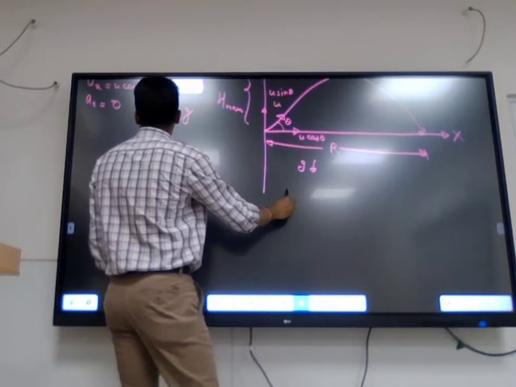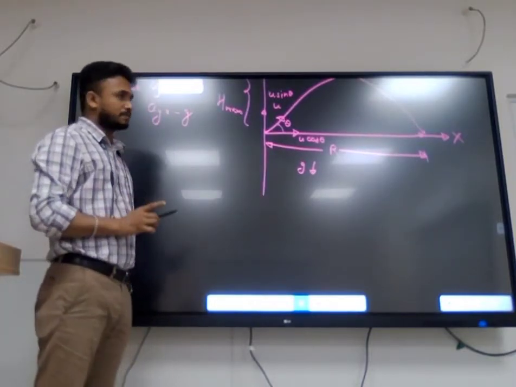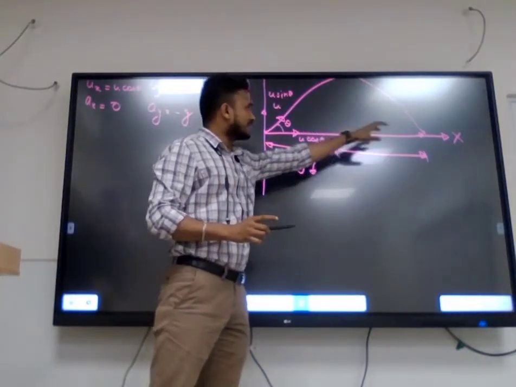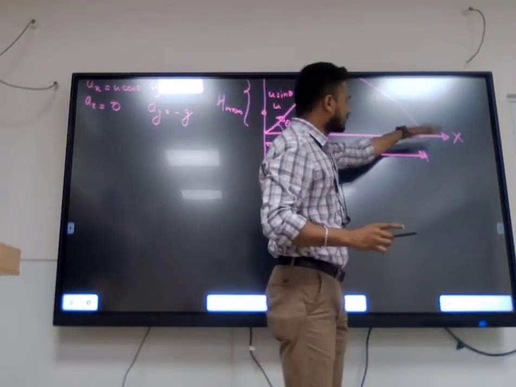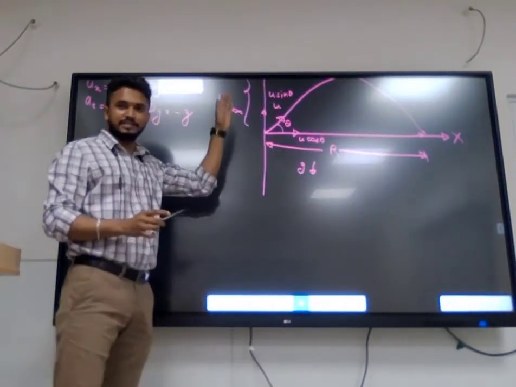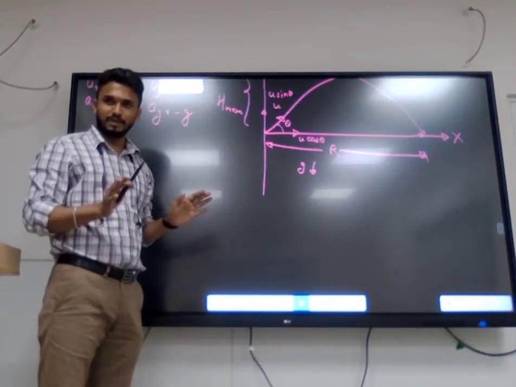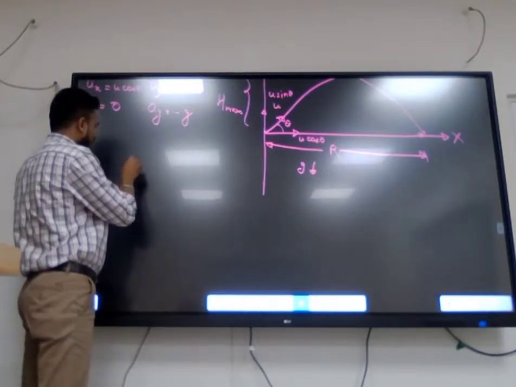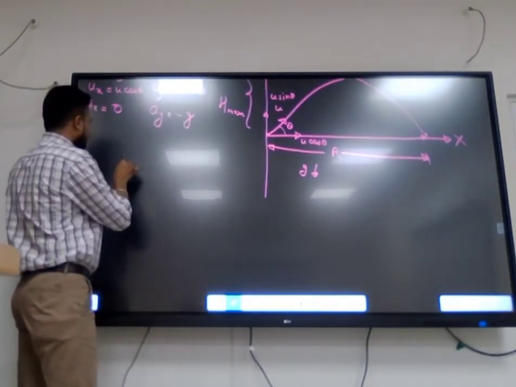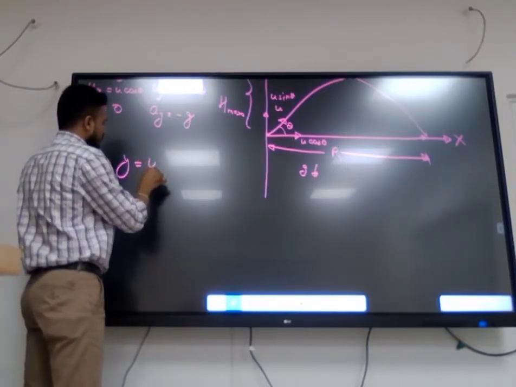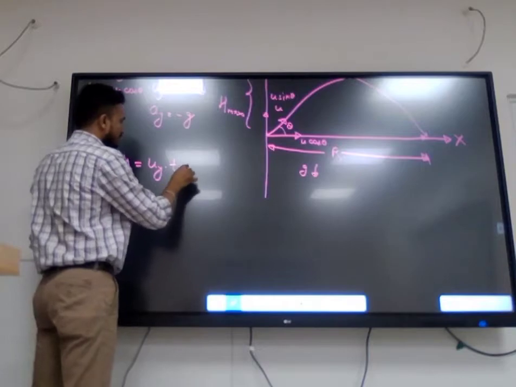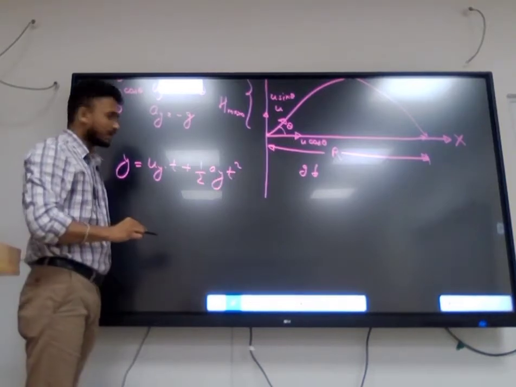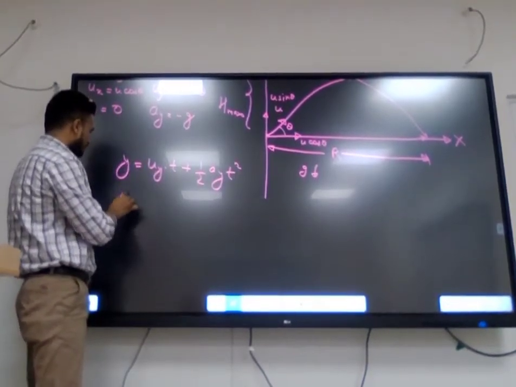So here we have the first concept. When the whole journey is completed, the object is again at the ground. Since the object is at the ground, the displacement in y direction is 0. So we can write the displacement y equals uy into t plus half ay t square, the second equation of motion. Now, the overall displacement is 0.